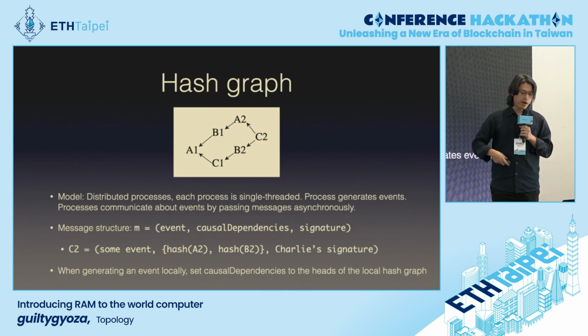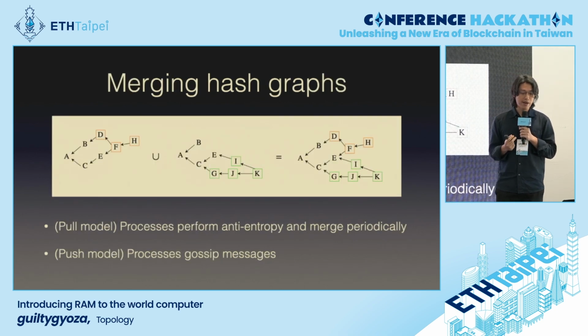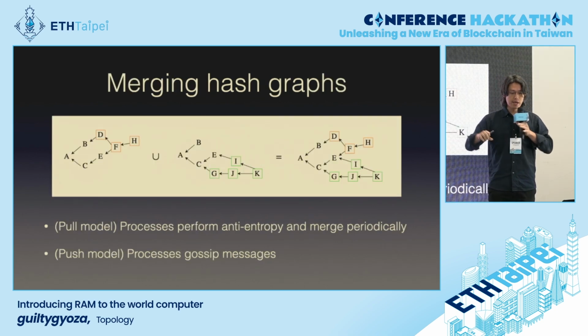And we further require that when you generate an event locally, you need to report your dependencies as the heads of your graph, which is the most recent nodes in your graph. So if we have hash graphs, we can start merging them. Imagine a system of many, many processes all doing events asynchronously, and so they have different hash graphs. Now, if we have divergent hash graphs, that's not very interesting because everyone is he says, she says. But if we can merge these graphs into consistent graphs, then now we have synchronization, and synchronization is good.